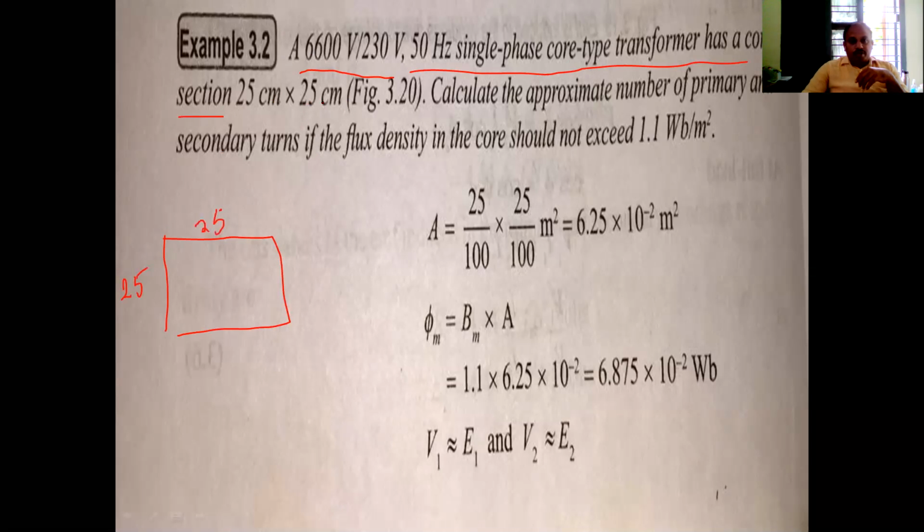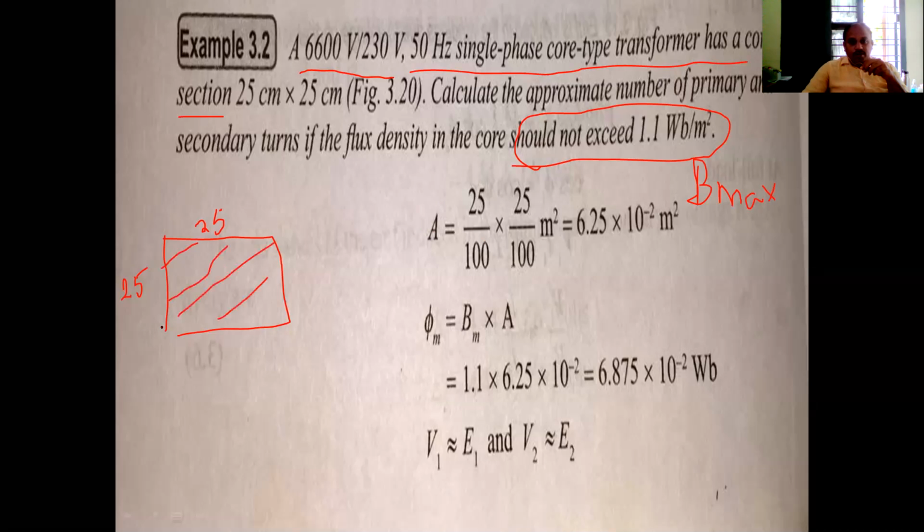25 into 25 centimeters. Calculate the approximate number of primary and secondary turns if the flux in the core is not to exceed 1.1 Weber per meter square. So this is our flux density B max value. Flux density B max. So the total area of the cross section of the core is calculated.